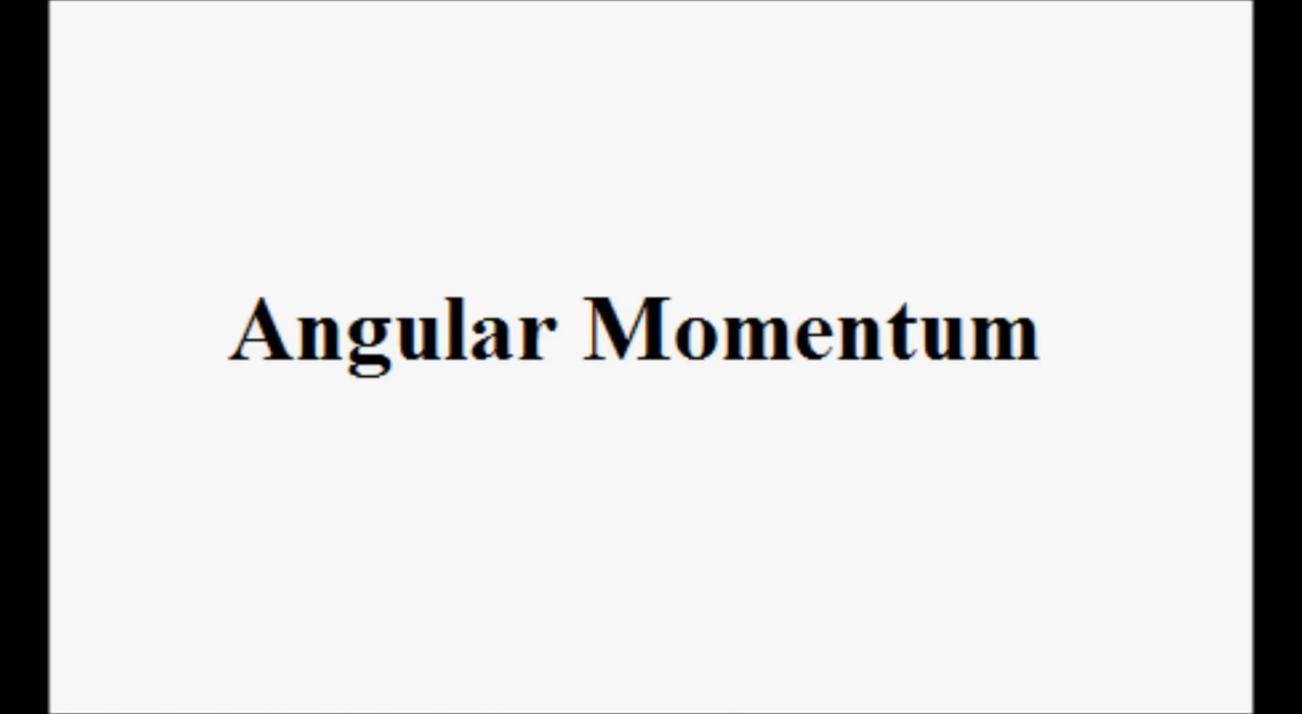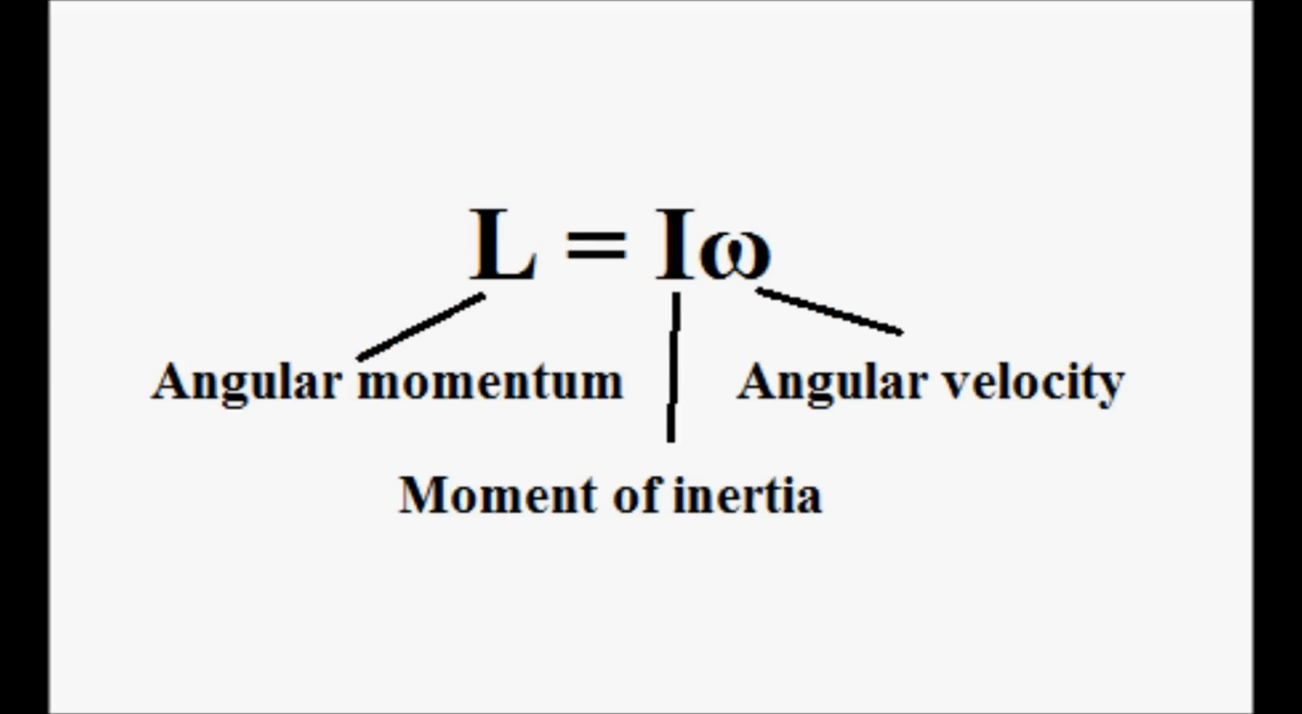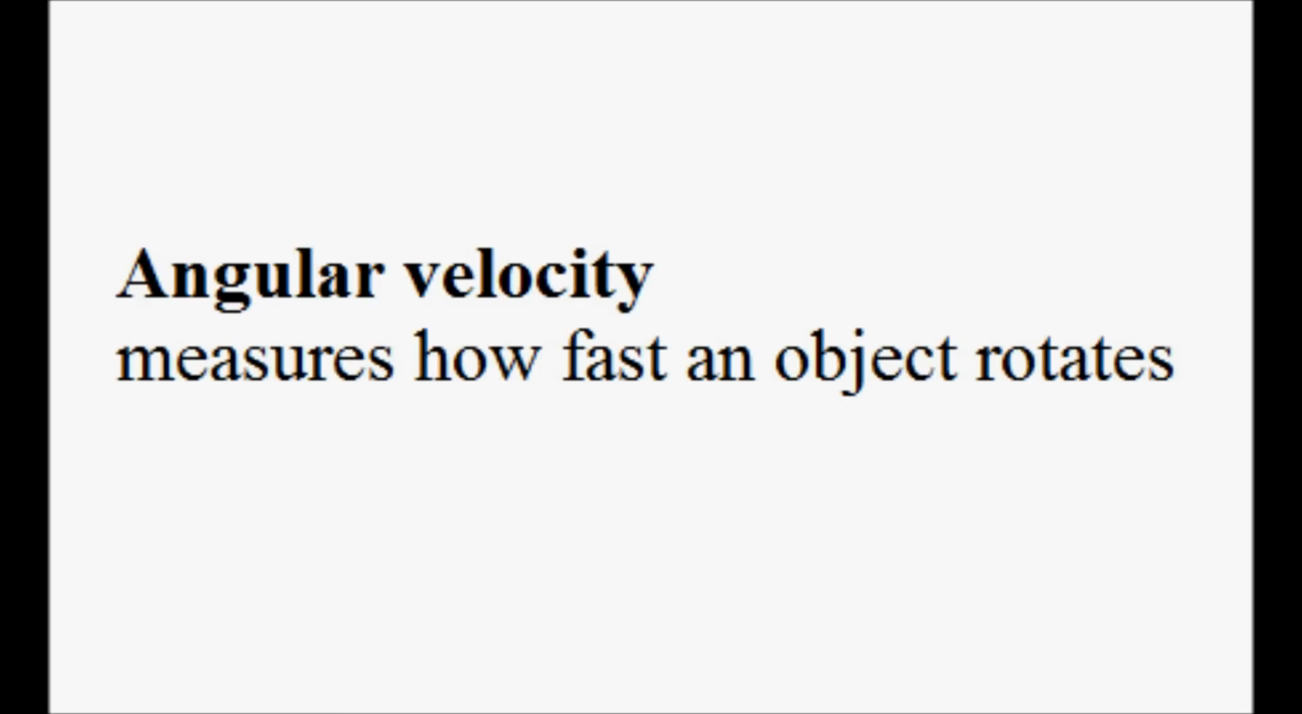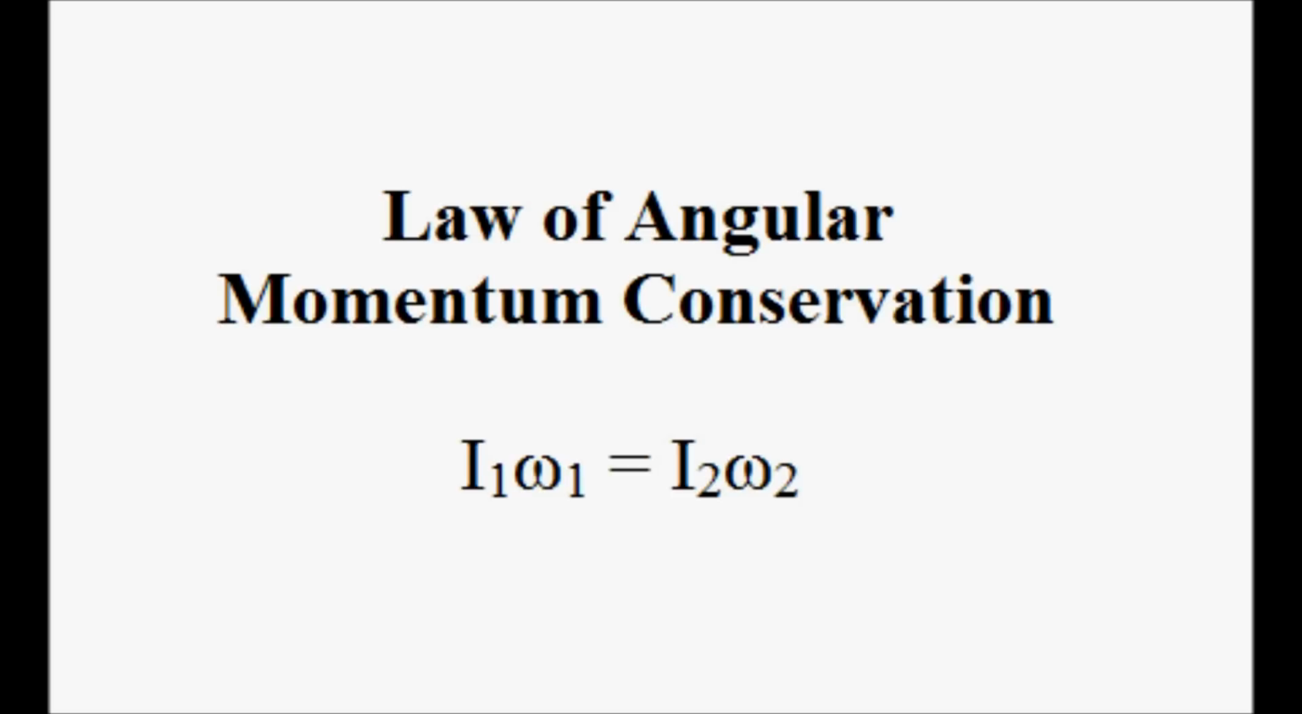Next, to properly understand rotation, you also need to know about angular momentum. Angular momentum can be defined by L equals I omega, where L is the angular momentum, I is the moment of inertia, and omega is the angular velocity. Angular velocity measures how fast an object rotates. Then, to understand more about rotation in a jump, you need to understand the law of angular momentum conservation. It states that angular momentum will be conserved when an object rotates. So that means that I1 omega 1 equals I2 omega 2.